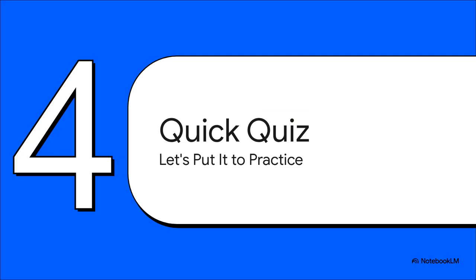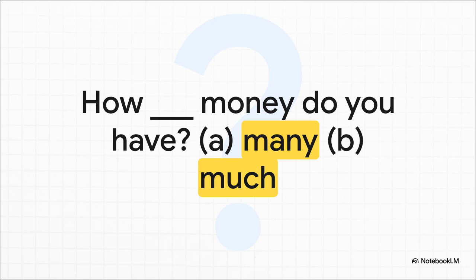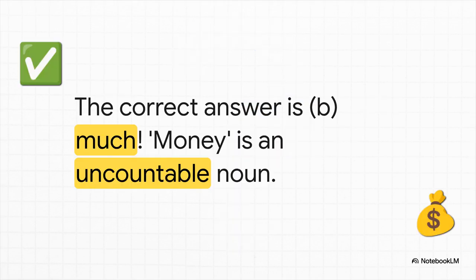You've got the rules, you've seen the examples. Now let's put it into practice with a super quick quiz. No pressure, just a chance to see what's sticking. All right, first one's up. How blank money do you have? Should that be A, many, or B, much? Take a second. Think back to that golden rule. And the answer is B, much. Yep, because money as a general concept is uncountable. If you got that one, you're on the right track.